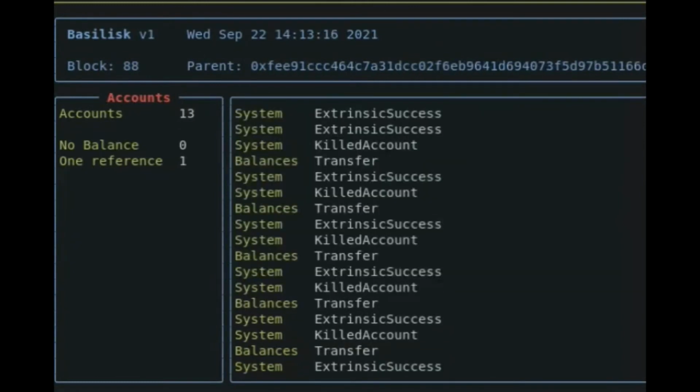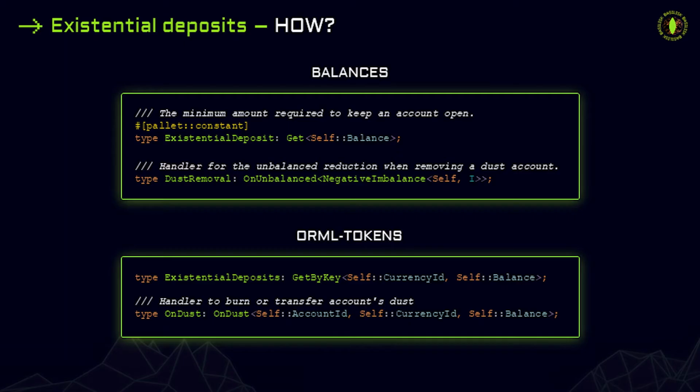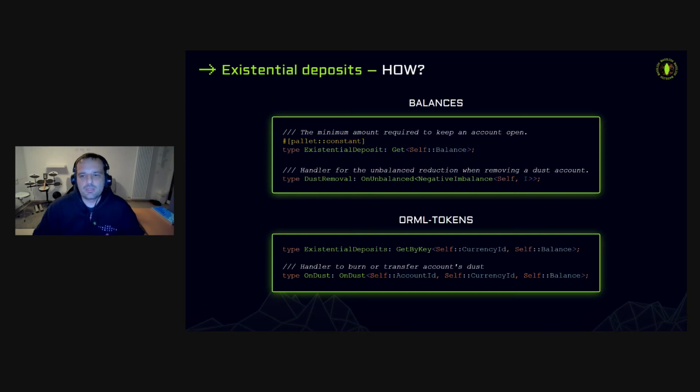Okay, we can move back to my slides. How can we configure existential deposit? Where can you set your existential deposit? We will have a look at only two pallets, the most used pallets, I believe: balances and tokens.